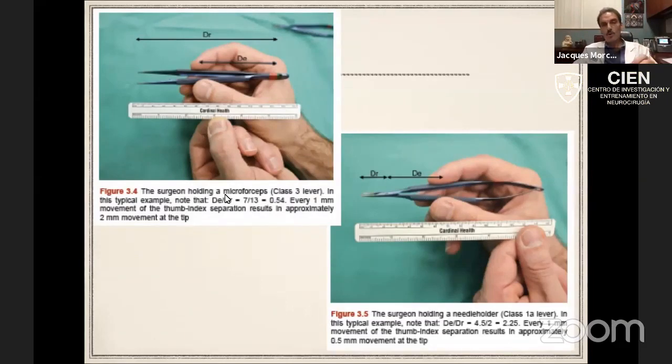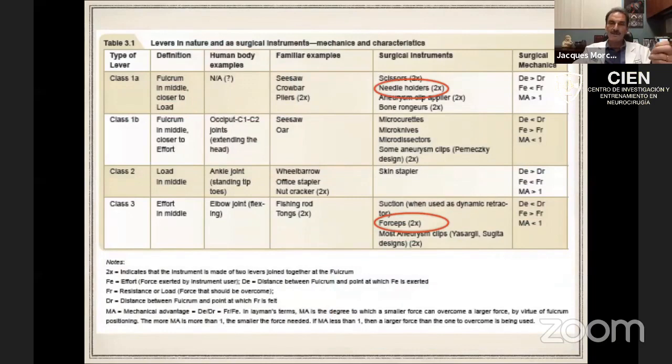I don't have time to go over it, but there are very important details that have to do with mechanical advantage, with how your hands are used, how your wrist turns. You're welcome to read the chapter and go over those details.